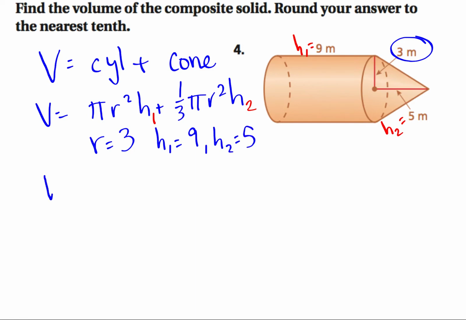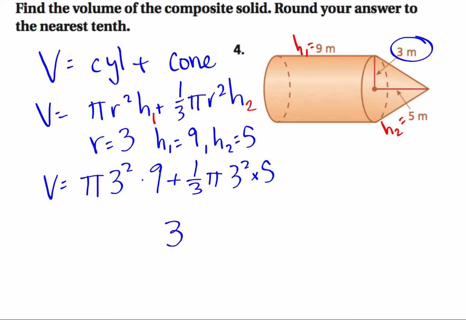Now we just plug our information in. So the volume of the cylinder is pi 3 squared times 9. And we're going to add the volume of the cone, 1/3 pi 3 squared times 5. And then it's just plug all this in, pi 3 squared times 9 plus 1/3 pi 3 squared times 5. And that gives us 301.5928, etc. That'll round to 301.6. And this would be measured in meters cubed.